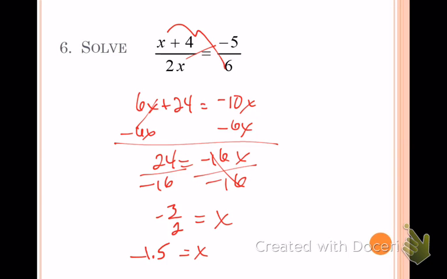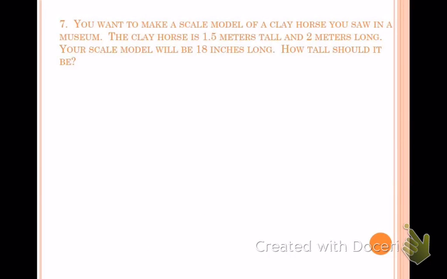Should have gotten negative 1.5. Again, making sure that you distribute the 6, and then you can see how I solved from there. So make sure you're getting these, and if you're not, come in and see me and we'll figure it out. But that's how we're solving proportions. Okay? Now, how do we use them?